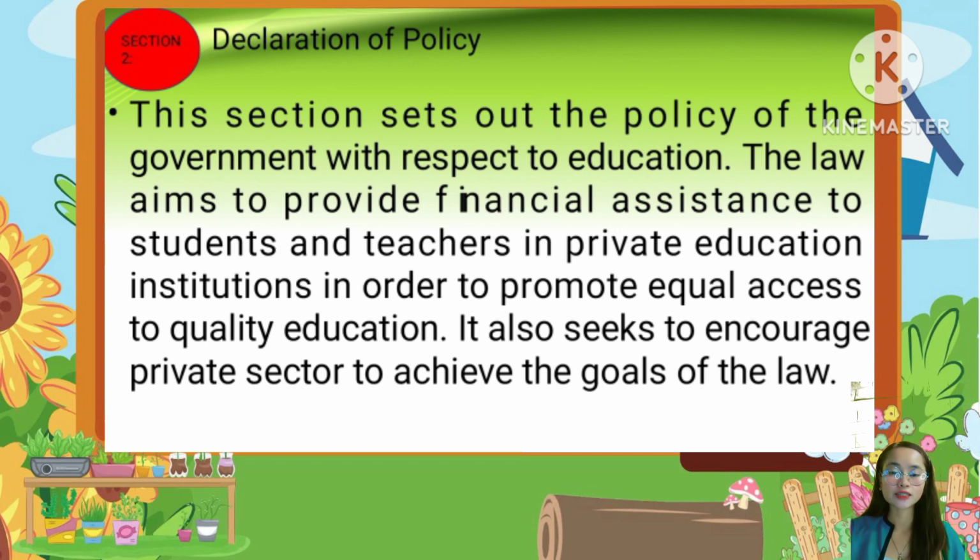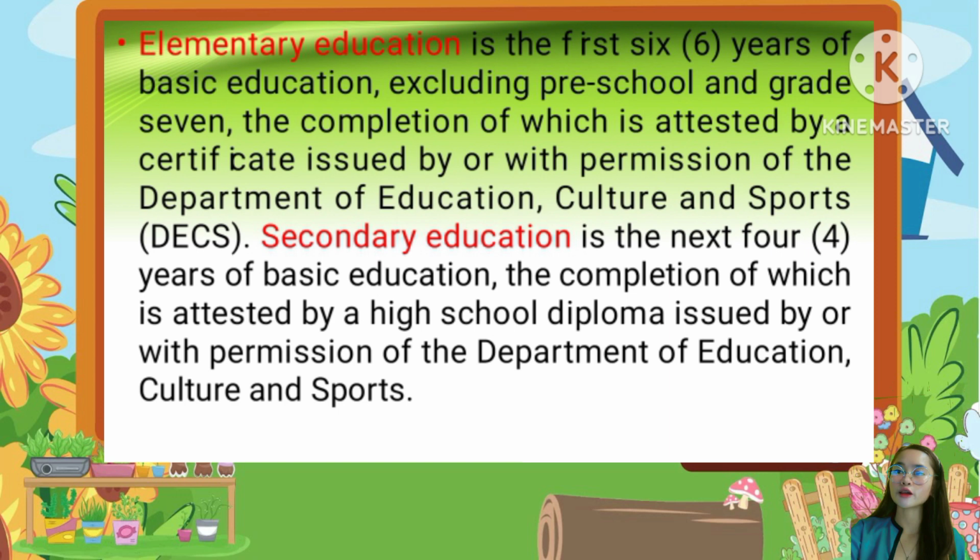So for these purposes, the state shall provide the mechanisms to improve the quality of private education by maximizing the use of existing resources of private education, recognizing in the process the government's responsibility to provide basic education and secondary education as having priority over its other functions. Elementary education is the first 6 years of basic education, excluding preschool and grade 7, the completion of which is attested by a certificate issued by or with permission of the Department of Education, Culture and Sports, or DECS.